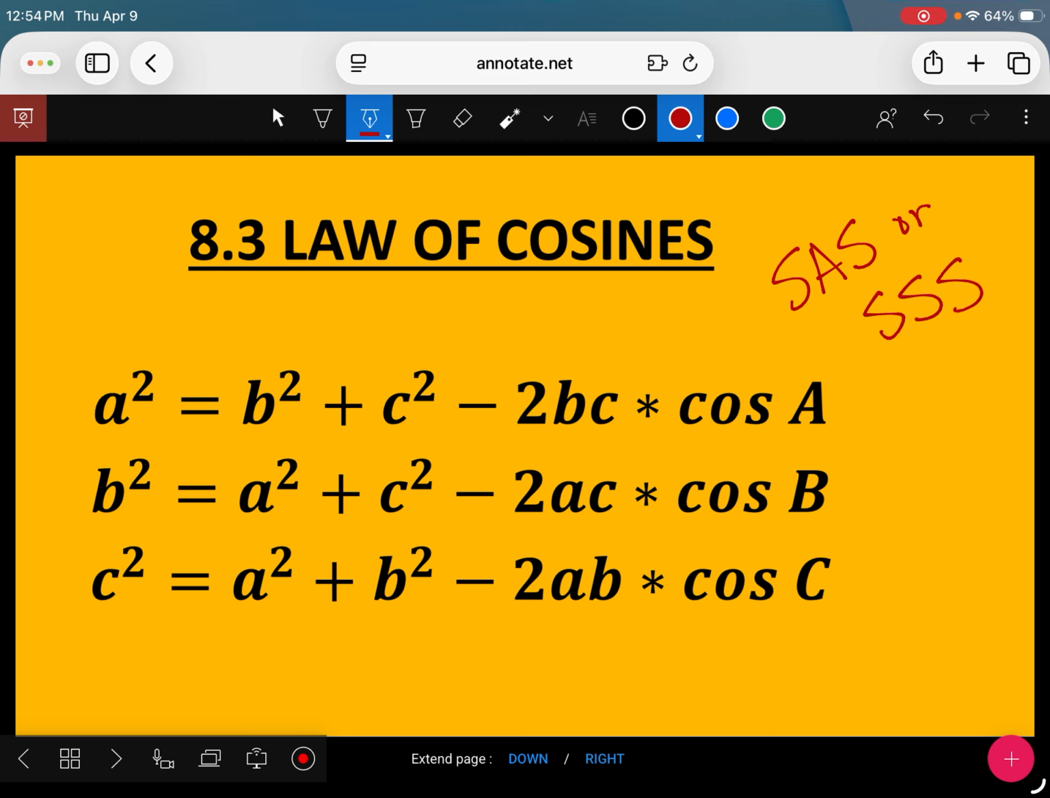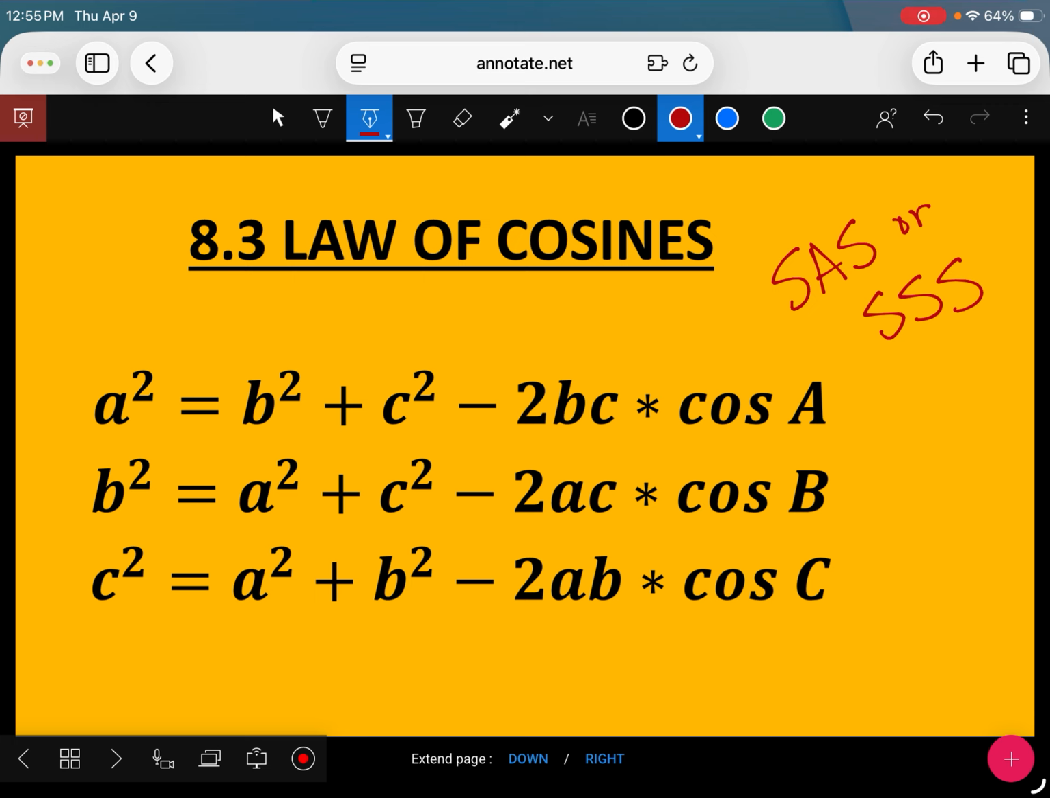So I know this looks intimidating, this formula, but I promise you it's not that bad. Basically, the law of cosines can be arranged depending on what you're looking for. But this is what I want you to notice. If I start with a little a, I end with big A. If I start with little b, I end with big B. If I start with little c, I end with big C.